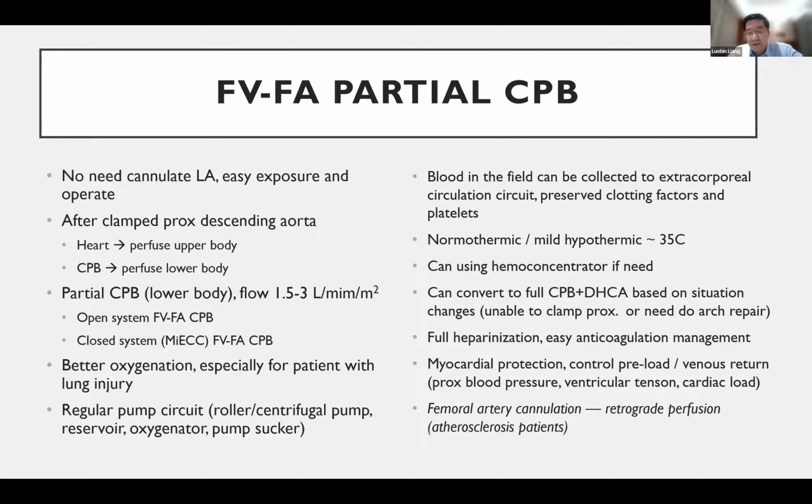By controlling the proximal blood pressure and the ventricular tension. The only bad side is that because of the femoral arterial cannulation, there's retrograde perfusion. So if the patient has a bad aorta, an atherosclerosis patient, you have to be very careful. The retrograde flow can dislodge the plaque and cause emboli.